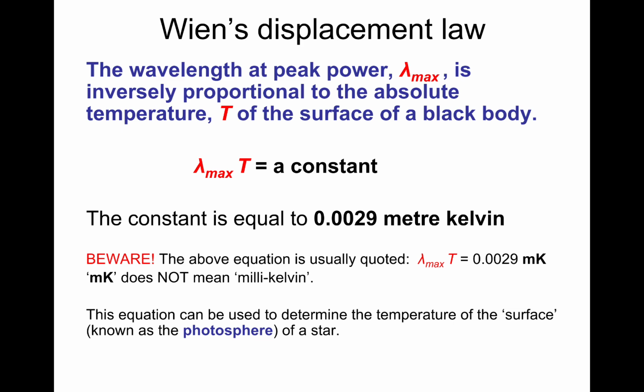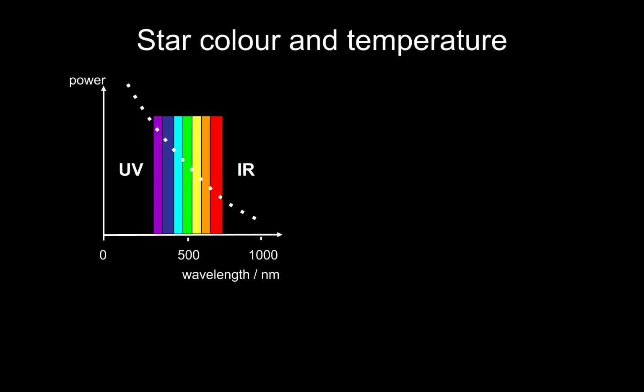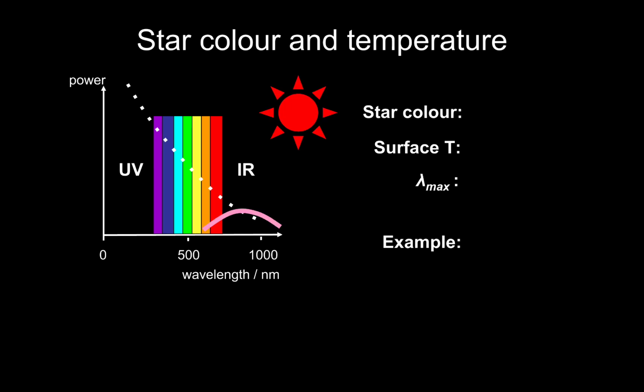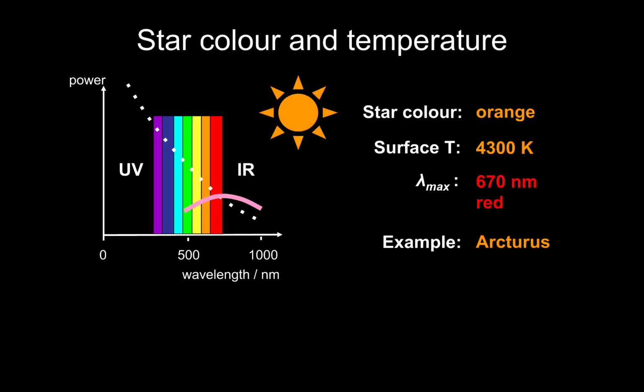All right, so let's look at different star colours and corresponding temperatures. First one, star colour is red, surface temperature is about 3,500 Kelvin. Peak wavelength will be 830 nanometers, infrared. An example of that is Antares, which is a red giant. Star colour shifts to orange, surface temperature 4,300 Kelvin. So you notice that the peak wavelength has shifted and it's now shorter. An example of that is Arcturus.